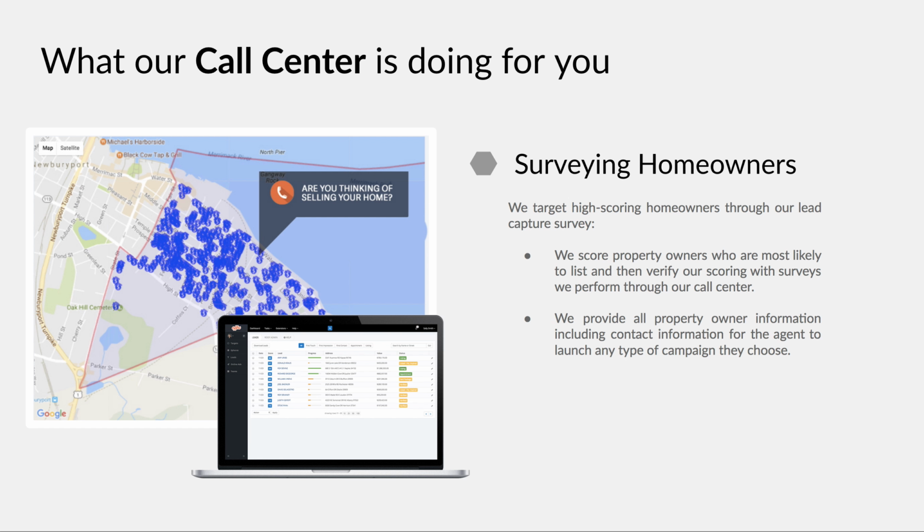Now, of course, not everybody answers the phone on month 1 or month 2, but our goal is to call and continue to call homeowners that we've scored high with our algorithm. As we survey them and get a response, one of two things happens. They either respond and tell us that they're not thinking about listing, therefore we can reduce their score and ultimately improve our data and of course improve your time.